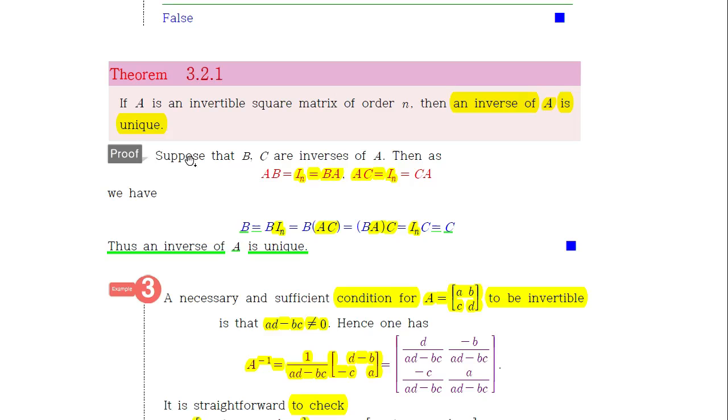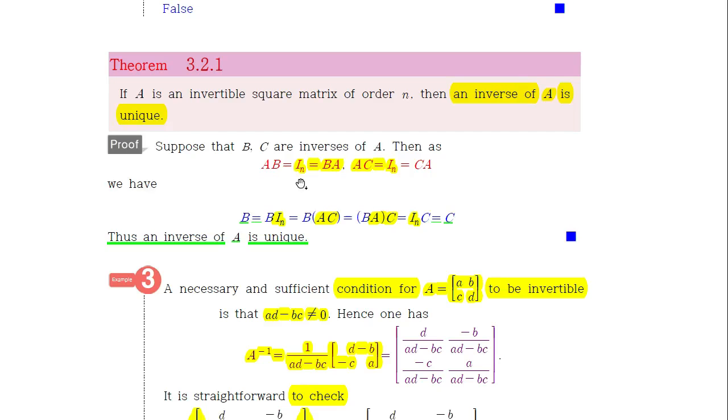When you show uniqueness, all you have to do is assume there are two inverses of A. Say B and C are both inverses of A. Then we show B is the same as C. So if B and C are inverses of A, then AB and BA should be the identity matrix, and AC and CA should be the identity matrix. With this, we show that B is the same as C.